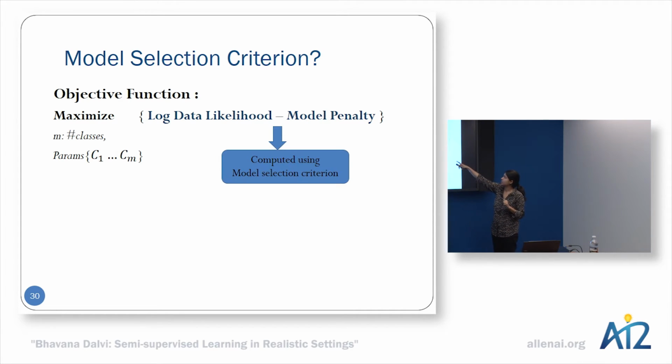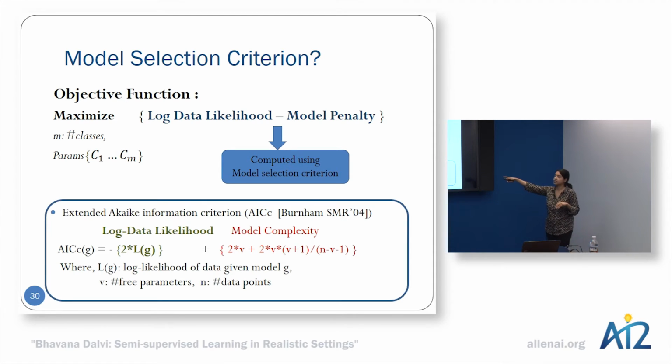This particular objective function is computed using model selection criteria. And here you can use any training error based model selection criteria. We tried the popular ones like AIC, BIC and extended AIC. For our data sets, the extended AIC criteria worked best because we have a large number of features compared to the number of data points. And this is a simple criteria proposed in 2004. What it has is a log data likelihood term and a model complexity term. So the model which has the best score on this AIC will be picked.